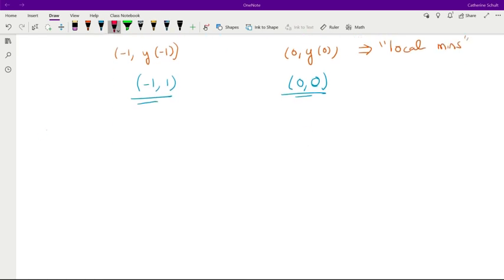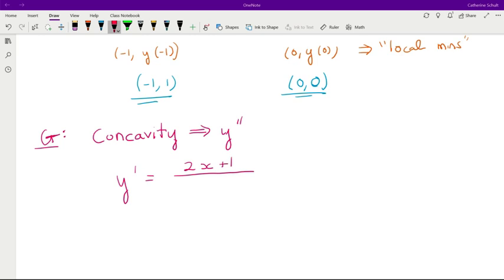What's next? Almost done. We have one more thing to look at, and then we can put all of these pieces together. We're going to find the concavity. And we find the concavity by looking at the double derivative. So that's going to be fun. Here's our derivative, and now we have to take the double derivative.